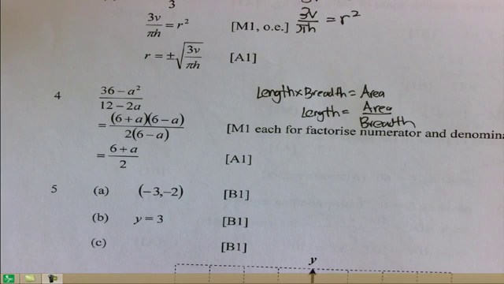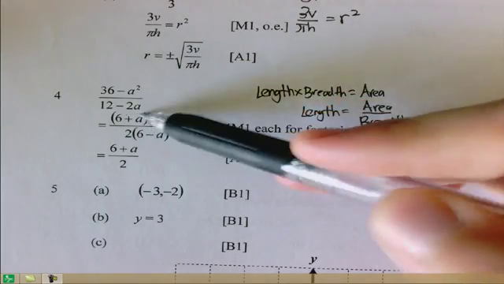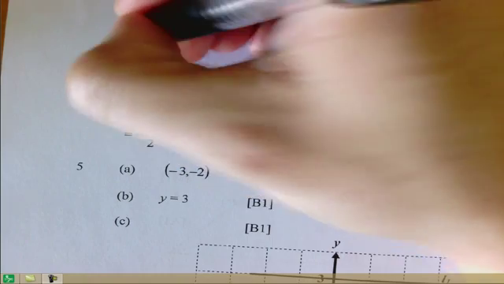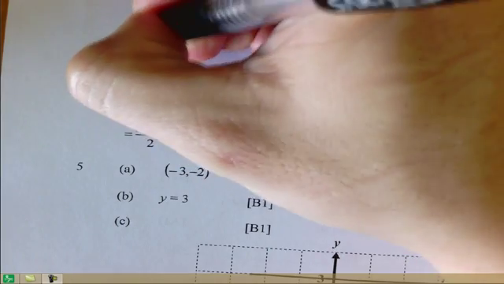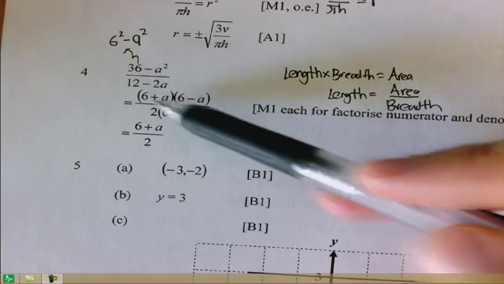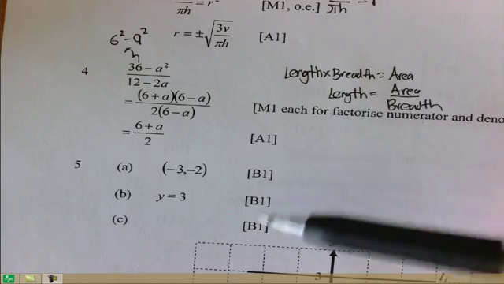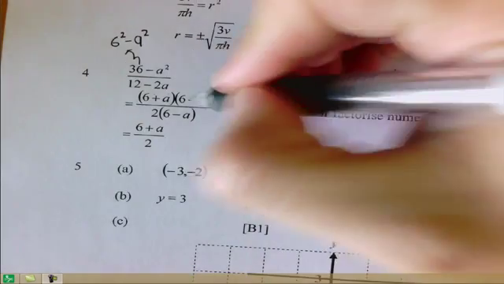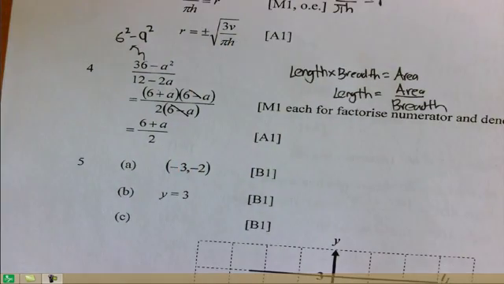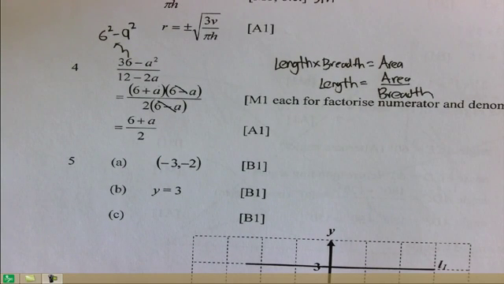Then now if you notice, 36 minus a square is 6 plus a, 6 minus a. Why? We can rewrite this as a square minus b square, which is 6 square minus a square. So it becomes 6 plus a, 6 minus a. Now if you notice, what you can do is you can eliminate 6 minus a and 6 minus a. What you're left with is 6 plus a over 2. And that is question 4.